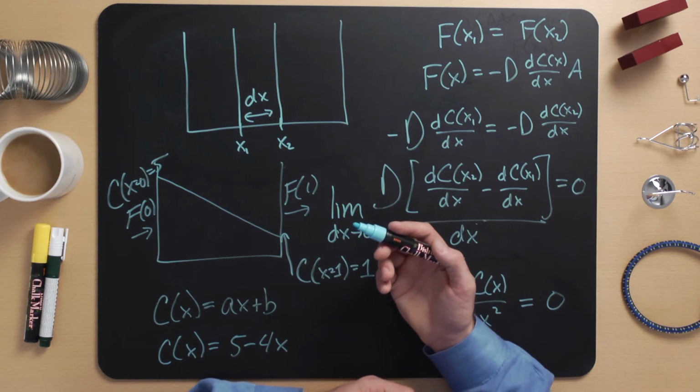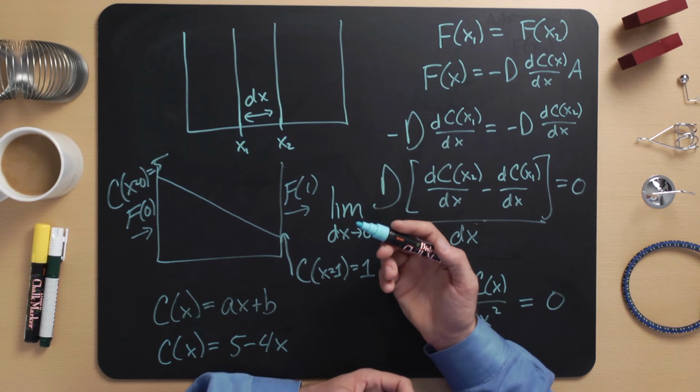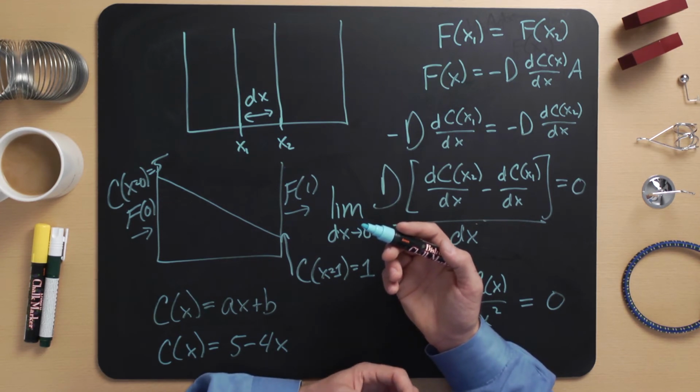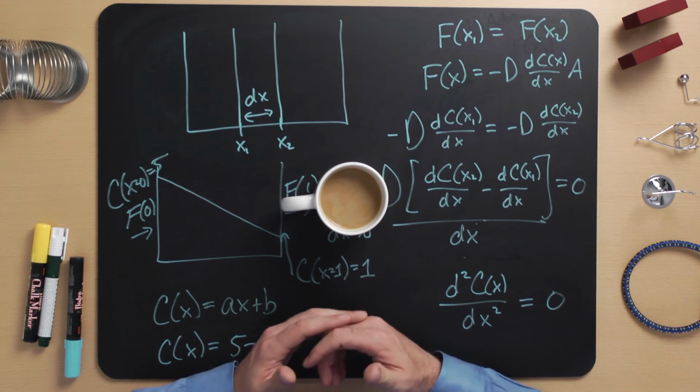Lastly, what if there was no flux in and no flux out of the tank? Then that would mean that D must be equal to 0 because of Fick's law, so the solution would be a flat line. The concentration would be the same everywhere. This is just what we see in my coffee cup, that at equilibrium, the concentration of milk in the coffee is the same everywhere. So what should you remember from today?